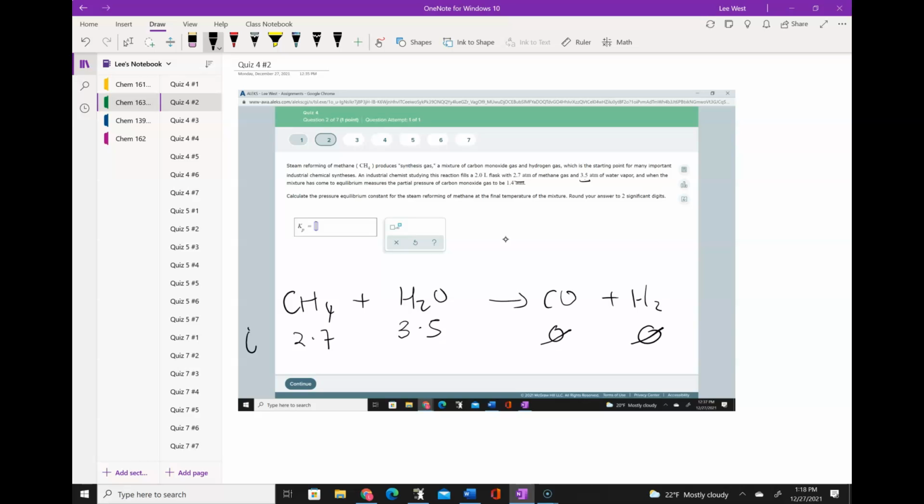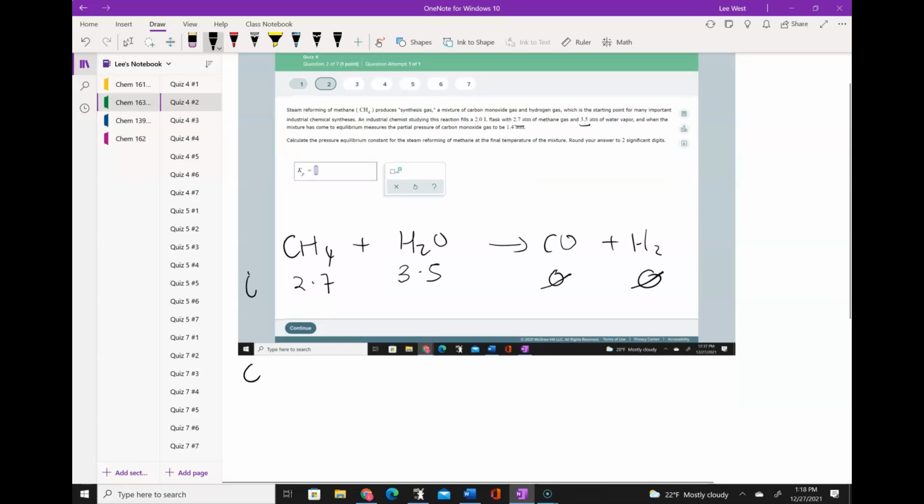Okay, so initially we have 2.7 of that, we have 3.5 of that, and we have none of those things. And then it undergoes a change, and at the end, it says when the mixture has come to equilibrium, measures the partial pressure of carbon monoxide to be 1.4.